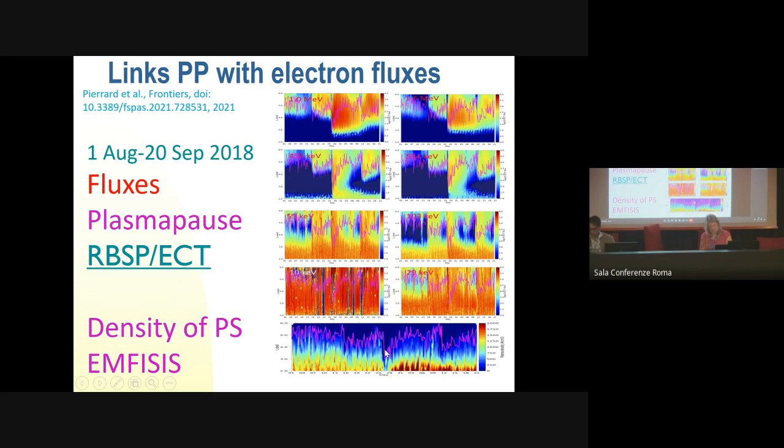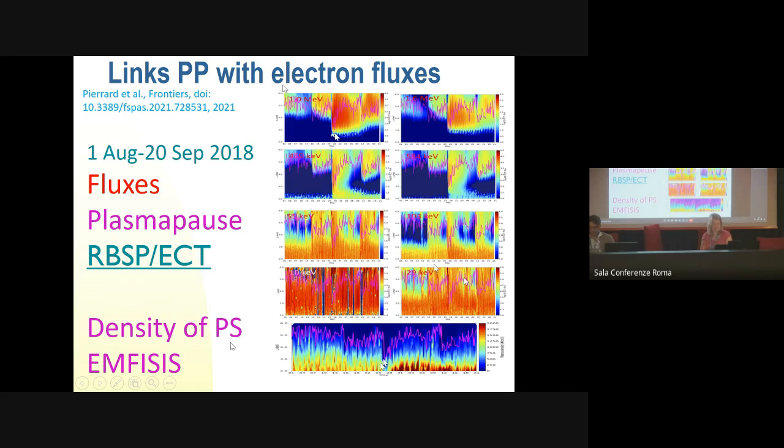And you can see here the plasmapause going closer to the Earth during a big storm, for instance, on this day. And here you have the fluxes for different energies. Just here for electrons above 1 MeV, here 1.6 MeV. And you can see with this event that you have a flux that highly increases and penetrates to lower radial distances.